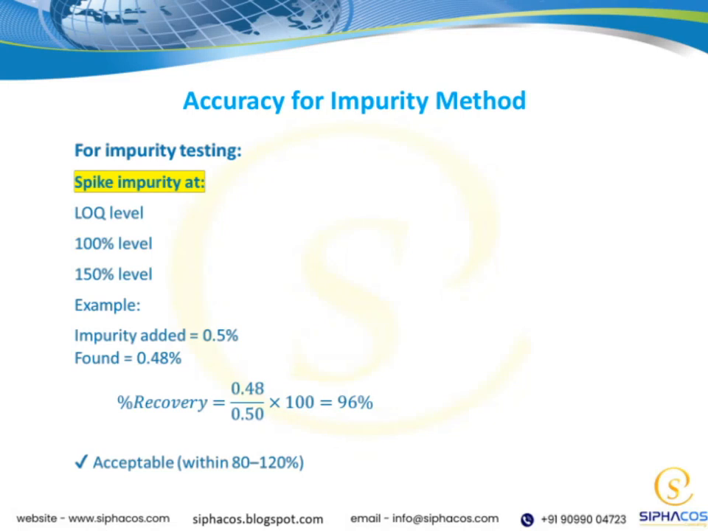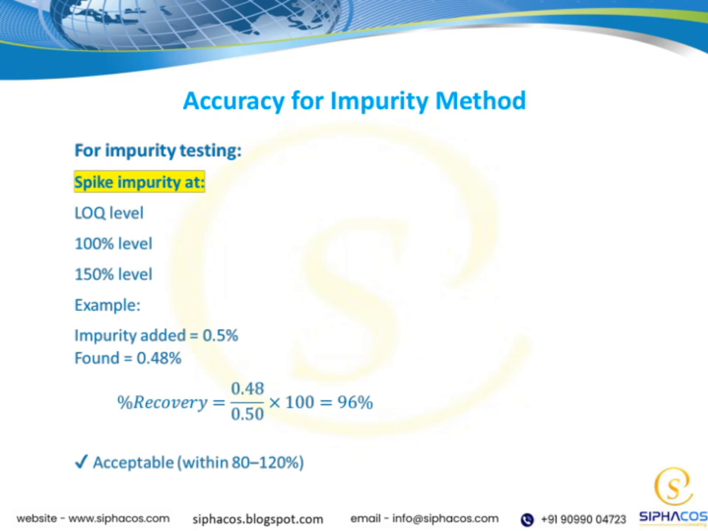Let's take a closer look at the accuracy for the impurity method. This approach is crucial because it helps us understand how well our impurity measurements reflect the true composition of the sample. Essentially, we're checking the precision of our impurity detection techniques. The key point here is that high accuracy means our method consistently provides measurements close to the actual impurity levels.